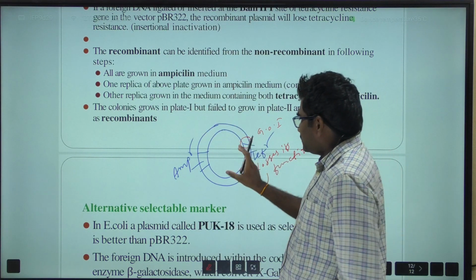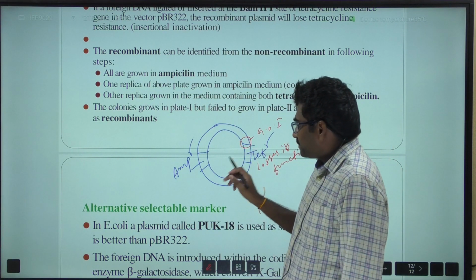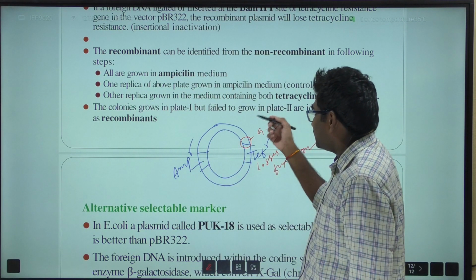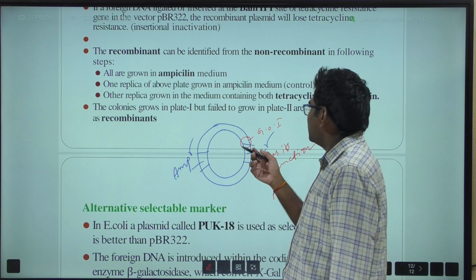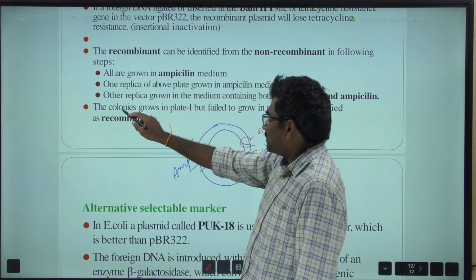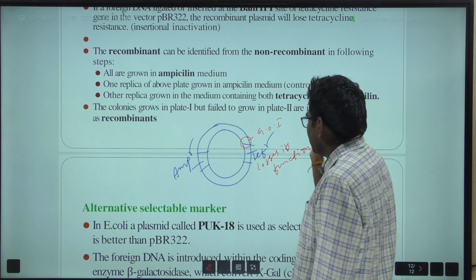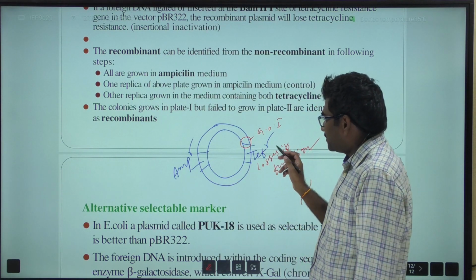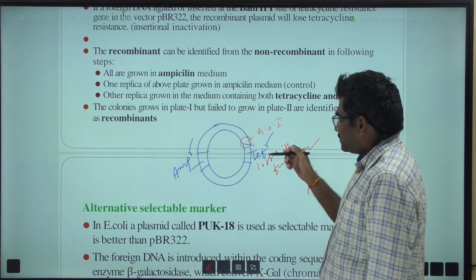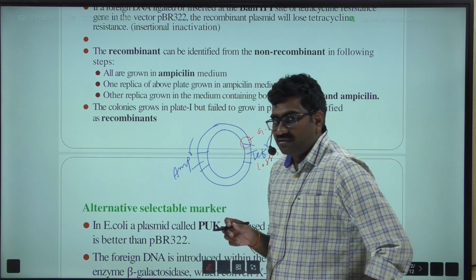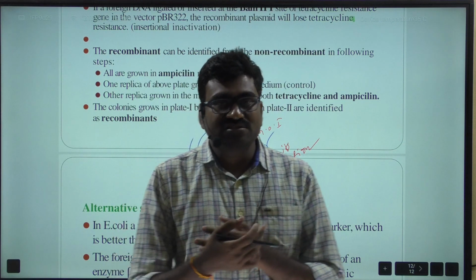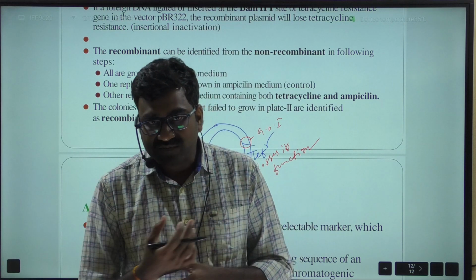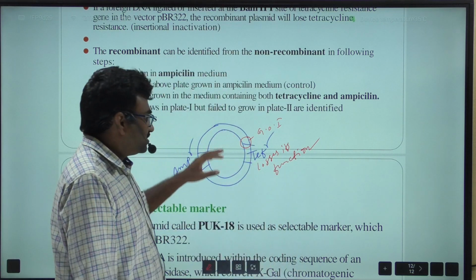If we grow this host in the ampicillin medium, it can survive. But if it is grown in plate 2, that is tetracycline medium, it cannot. If the colonies grow in plate 1 but fail to grow in plate 2, that means plate 2 contains a tetracycline medium, and when grown in the tetracycline medium it cannot survive. So we can easily differentiate between recombinants and non-recombinants by using this plating method.